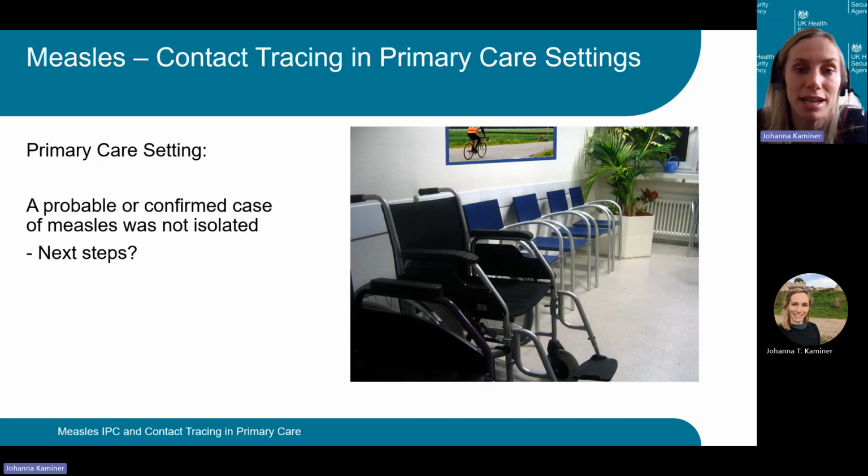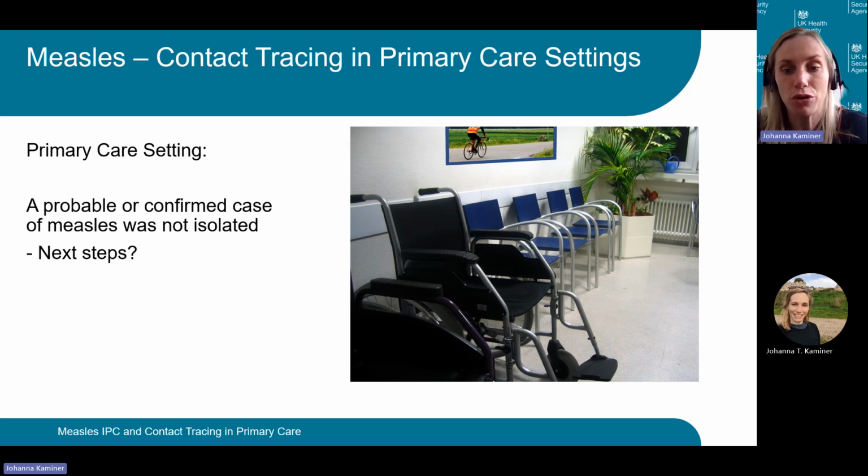Let's consider a scenario where a potential measles case has attended a primary care setting and was not isolated. Well, we know that measles infection can spread easily in healthcare settings between patients in waiting areas, for example, or between staff and patients. And the process is as follows.